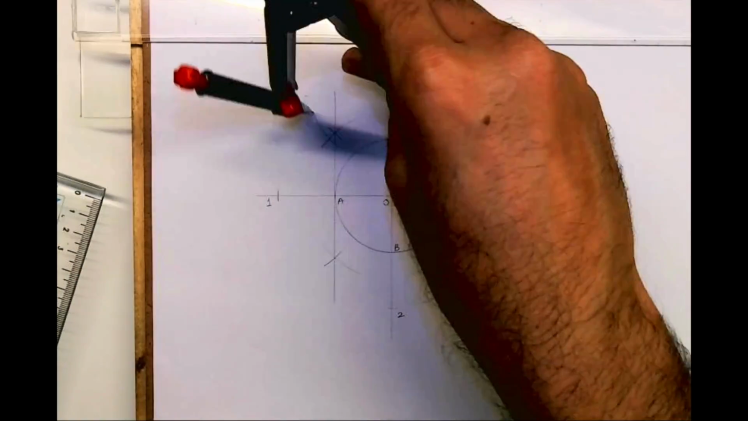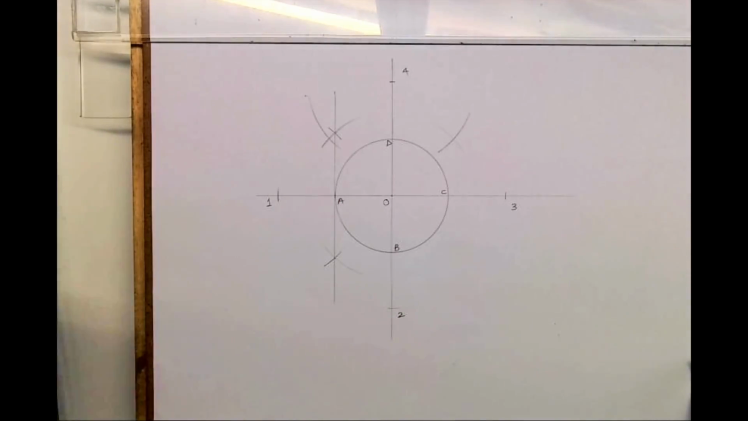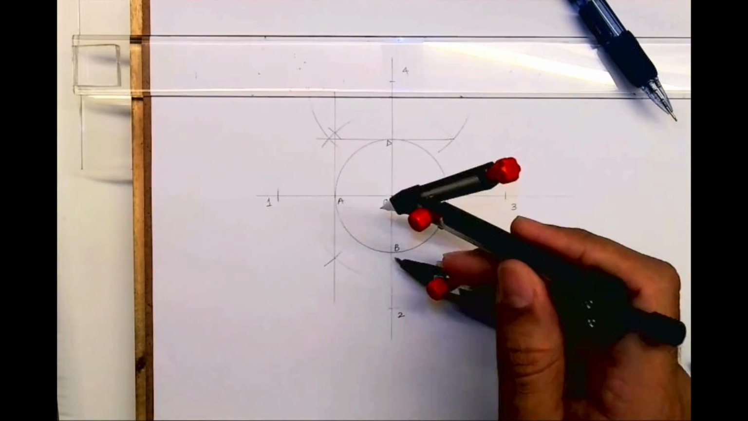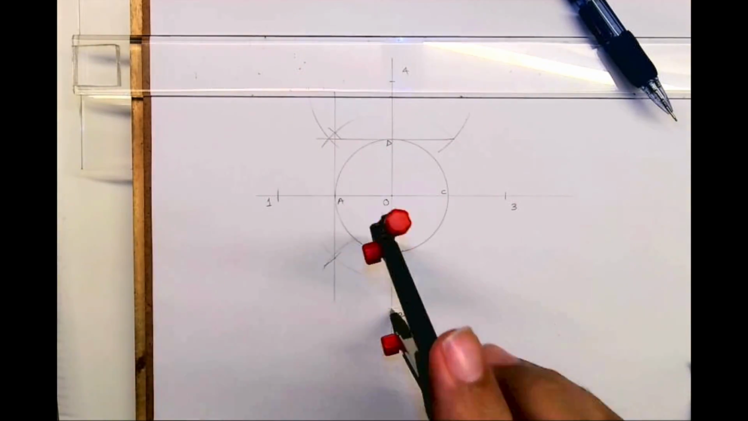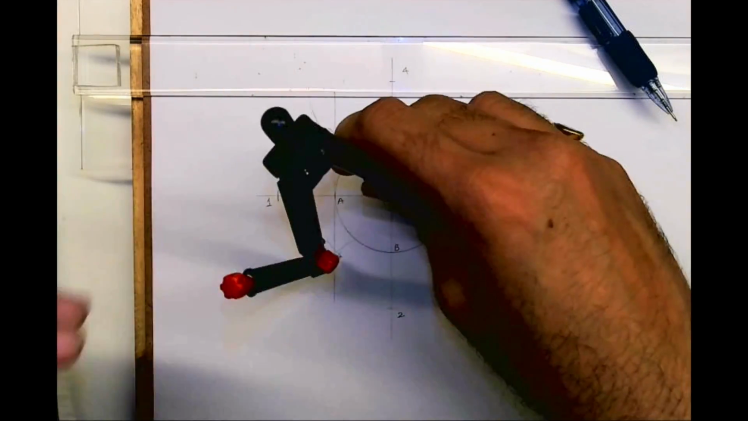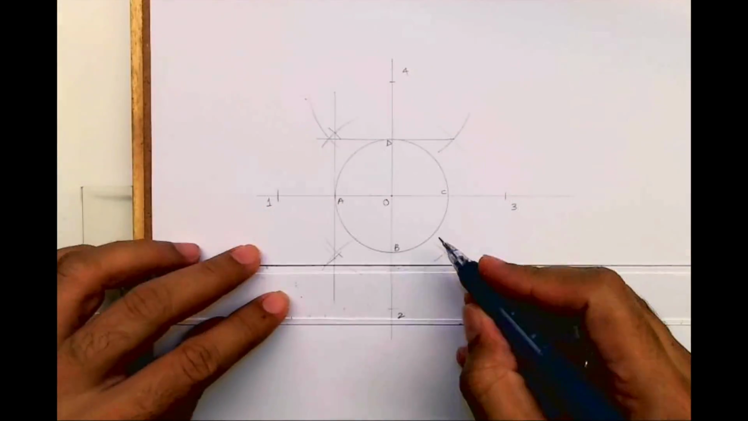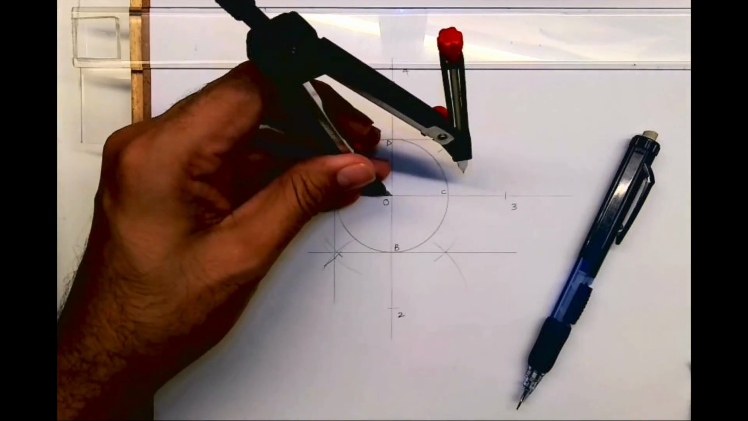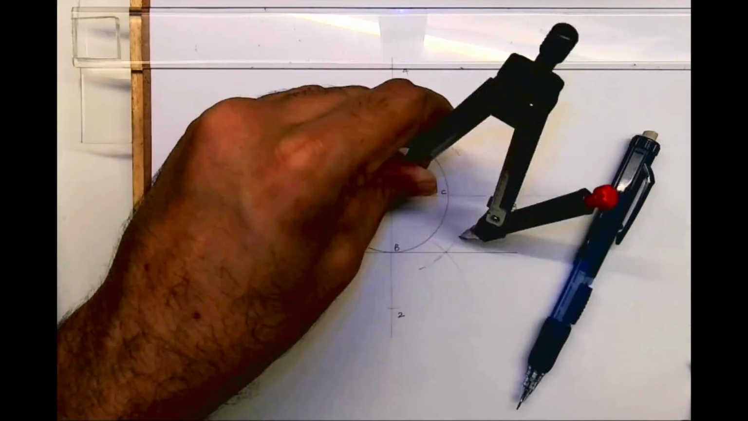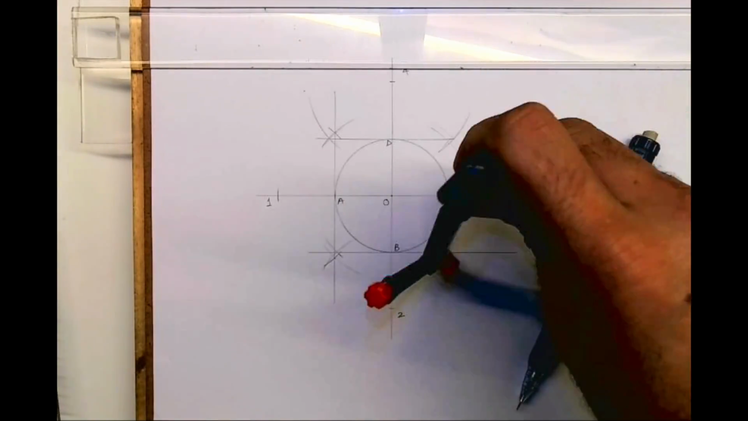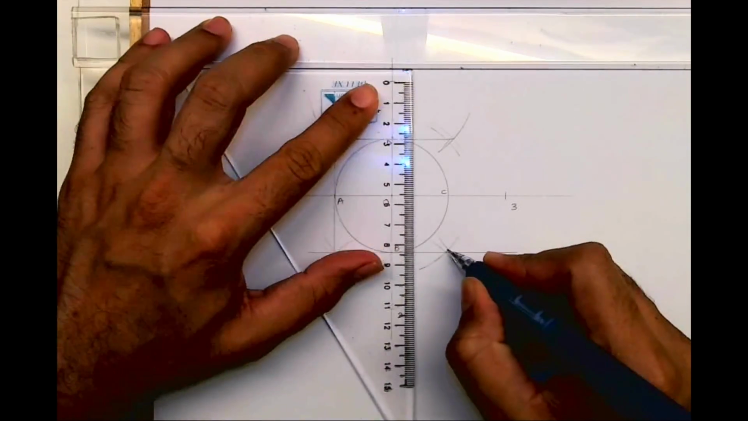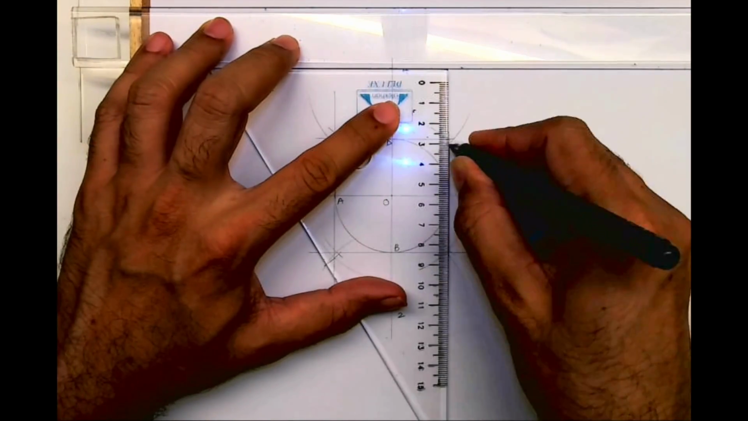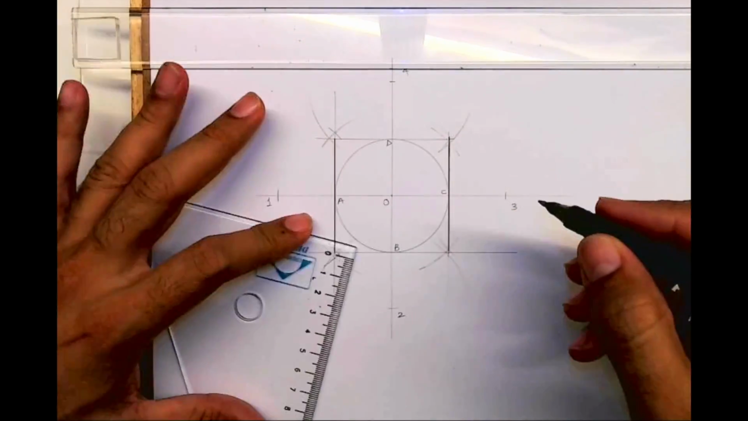Same way you draw a tangent at point D, you bisect O4. Same way you bisect O2, so you'll get a tangent at point B. And you bisect O3. So this is how you'll get a square outside a circle.